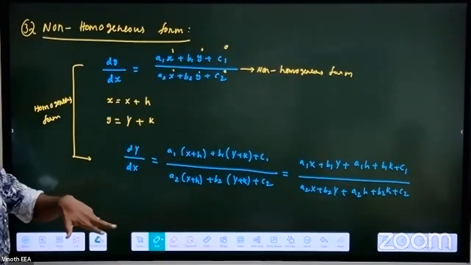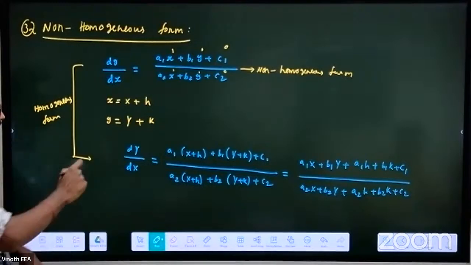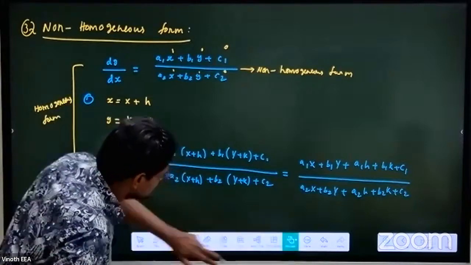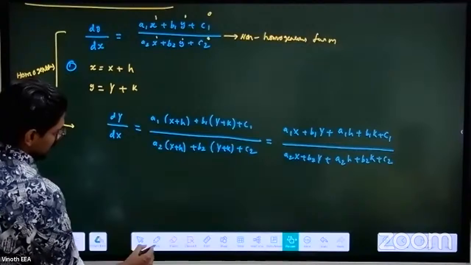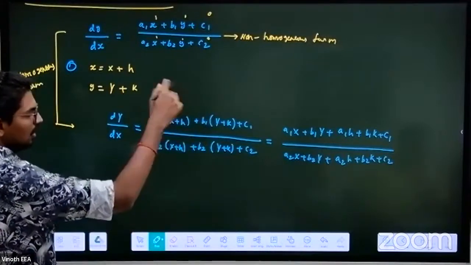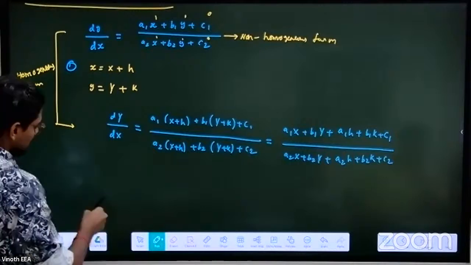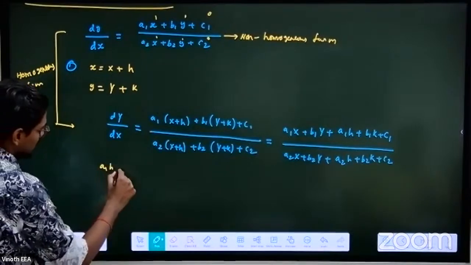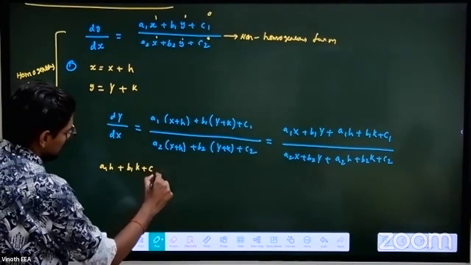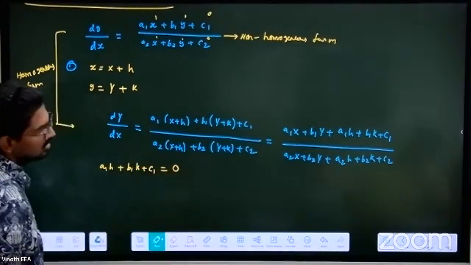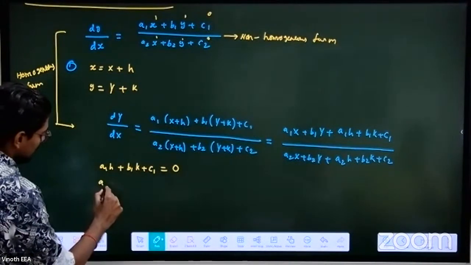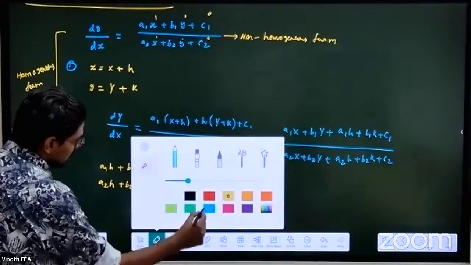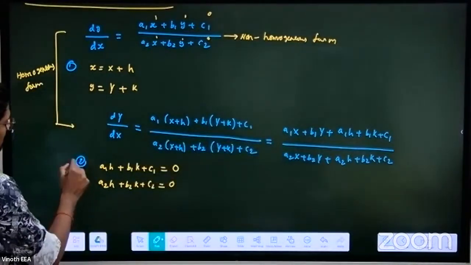Non-homogeneous la irundhu homogeneous convert பண்றதுக்கு ரெண்டு step, 2-step process. First step is replacement. I have replaced it. Second step is to eliminate. What I should do, all the constant terms you need to eliminate. What does it mean? a1h plus b1k plus c1 has to be made as 0. Similarly, a2h plus b2k plus c2 has to be made as 0. So that is our second step.